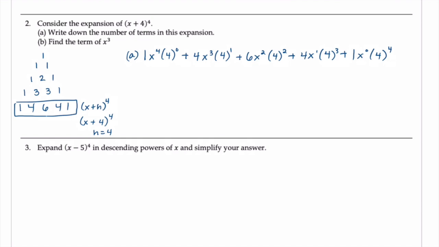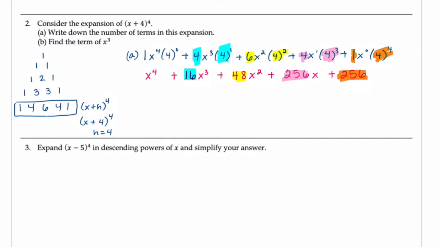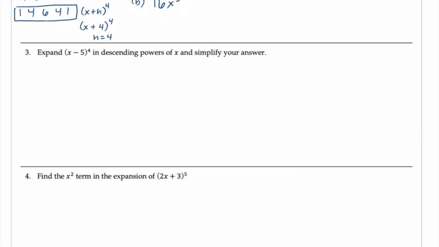All right, so there's my substitution. At this point, I'm going to evaluate as much as I can. All right, so I color coded it so it could be a little bit easier for you to see where my numbers are coming from. Now that I have that, part B wants us to find the x to the third power term, which is 16x cubed. Let's try 2 more.